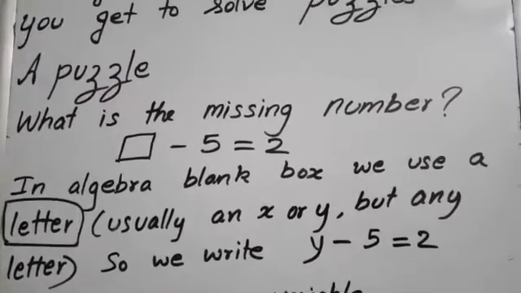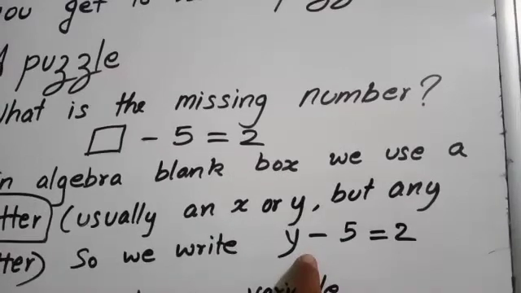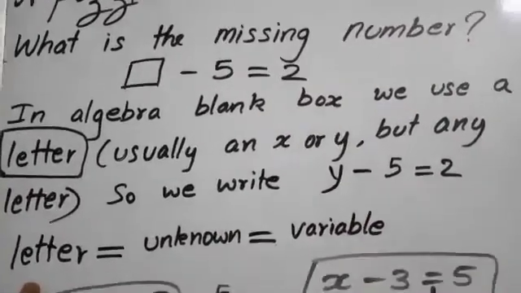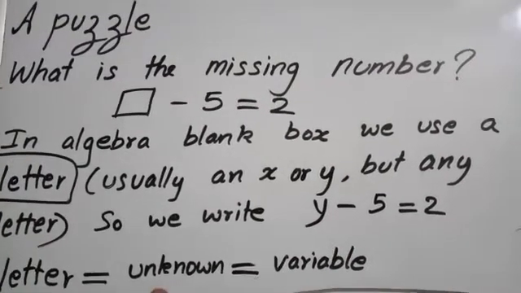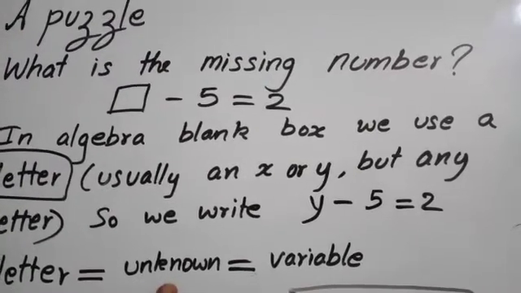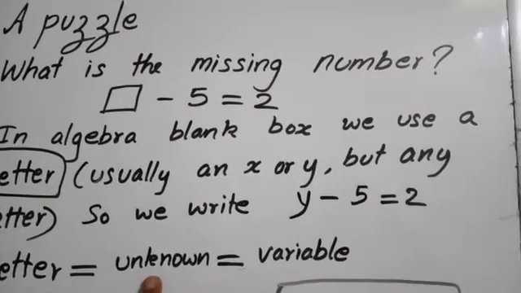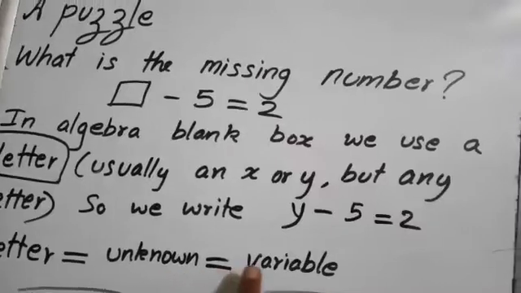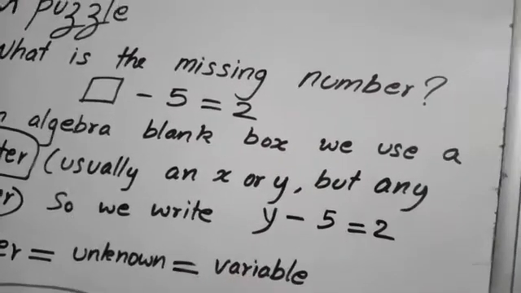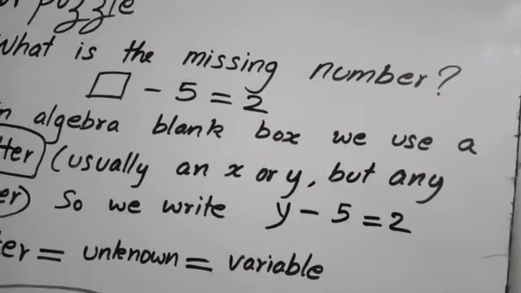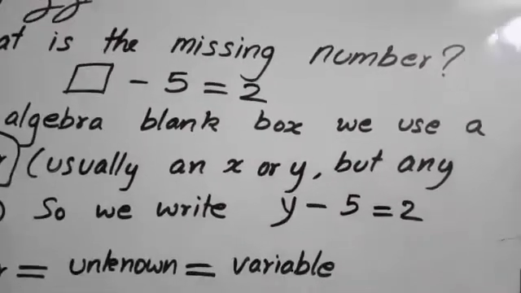Now, what does this letter indicate, dear students? The letter indicates an unknown person or unknown value. In mathematics, we call it a variable. What do we call it? Variable. Let us see that.